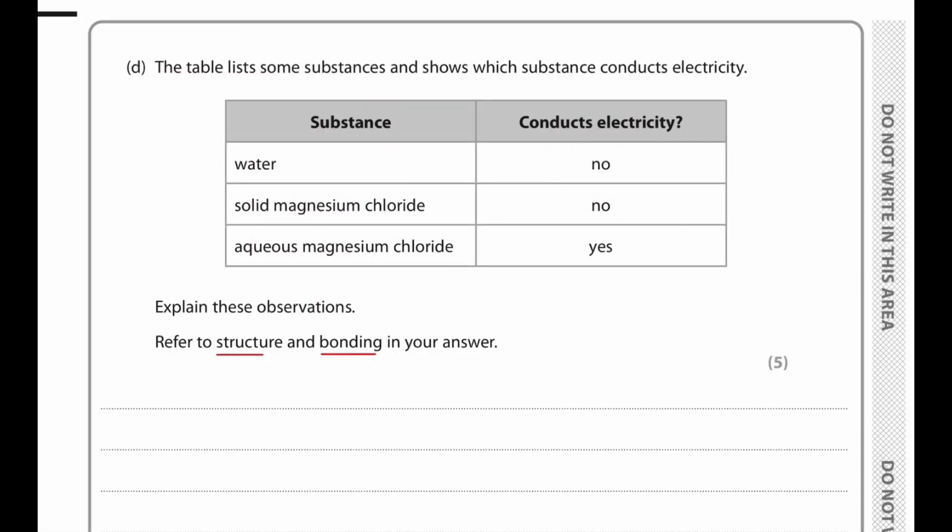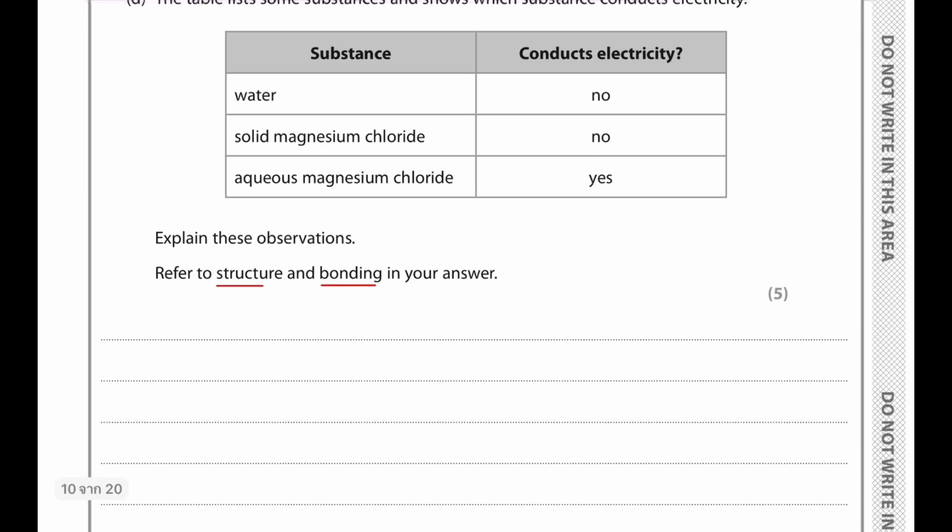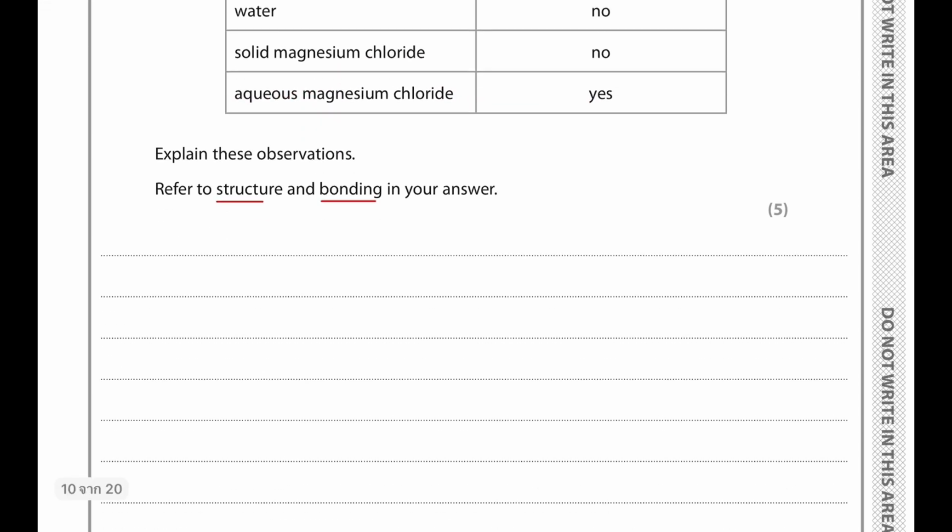Question D. The table lists some substances and shows which substances conduct electricity. So we have water cannot conduct electricity. Solid magnesium chloride cannot conduct electricity, and aqueous magnesium chloride can conduct electricity. Explain this observation, refer to structure and bonding in your answer.